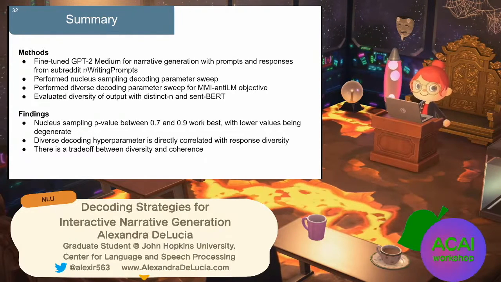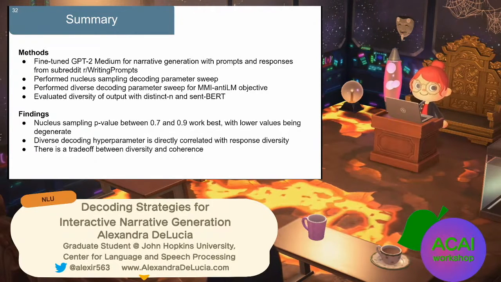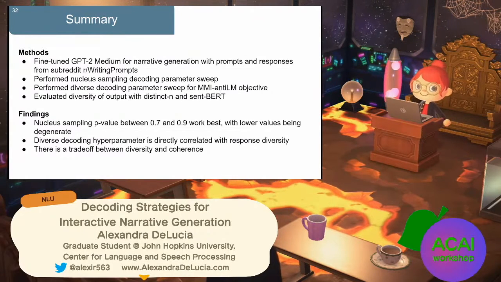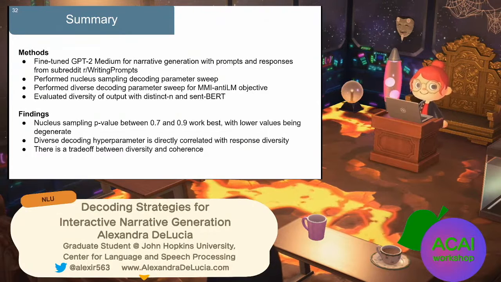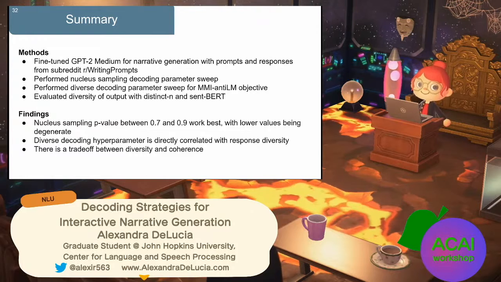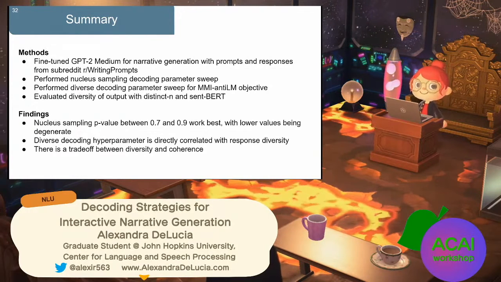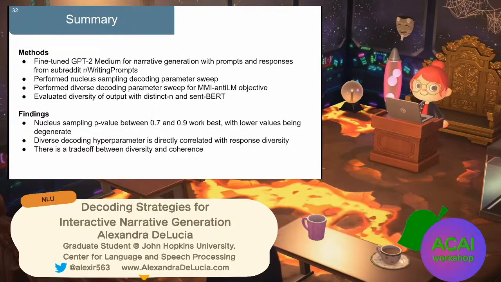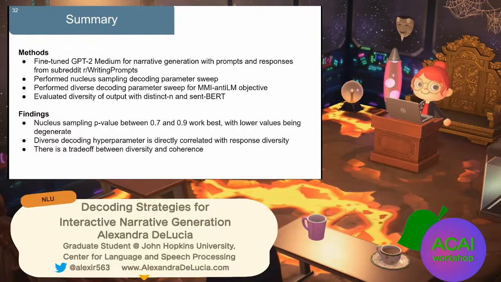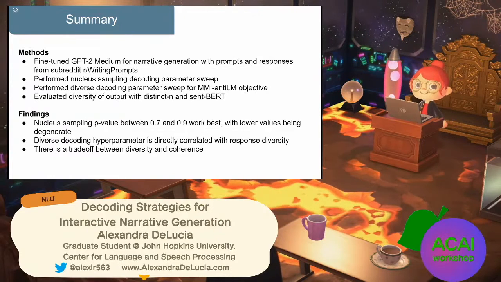This might change as we roll out our full human eval survey on Mechanical Turk. And also we found that the diverse decoding hyperparameter lambda is directly correlated with response diversity according to the plots, the automatic evaluations, which is cool. And there is definitely a trade-off between diversity and coherence, which is due to paying less attention to the language model as you increase the diversity.